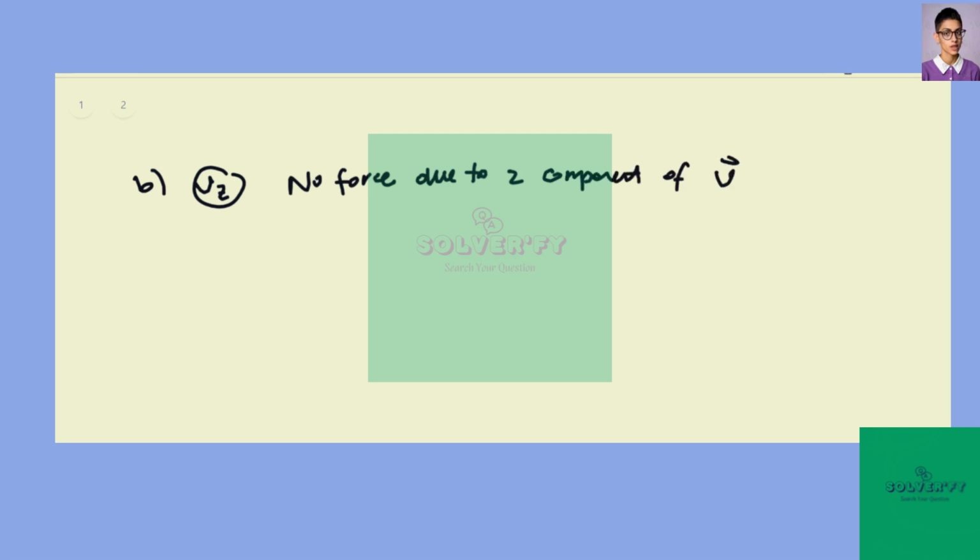along the direction of the magnetic field. So in this case, measurement of the force vector tells us nothing about v sub z.